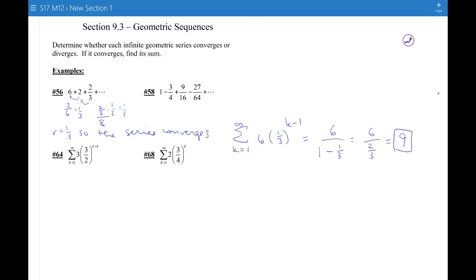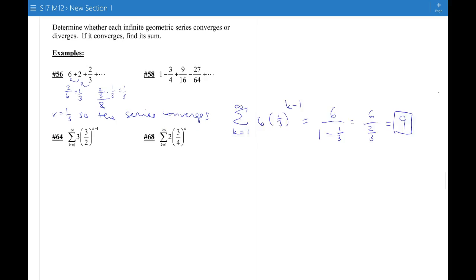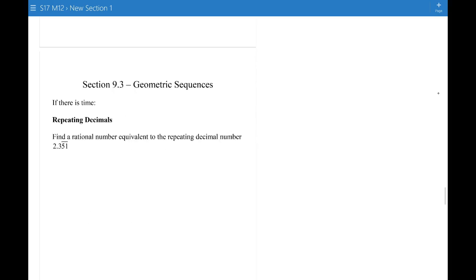So as you keep adding more and more terms, that number gets closer and closer to 9. And in fact, the limit is the number 9. So let's look at the rest of them in class together, because I want to get to this.